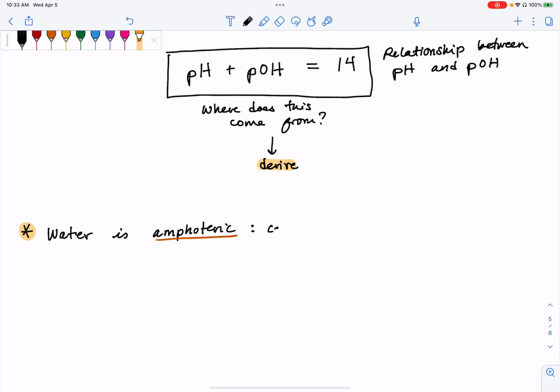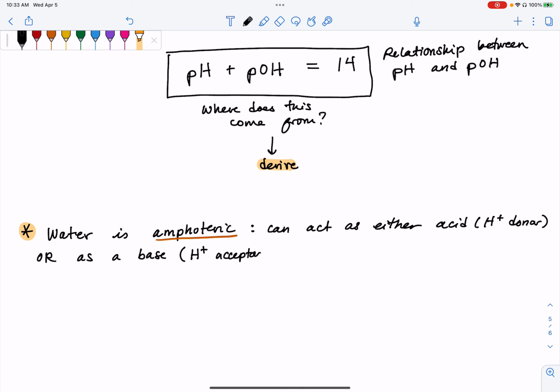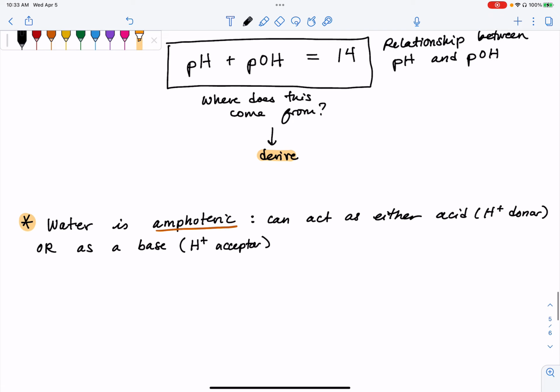This means that it can act as either an acid, meaning it could be a proton donor, according to our Bronsted-Lowry definition, or it can act as a base, being a proton acceptor, depending on what kind of chemical situation that water is found in.